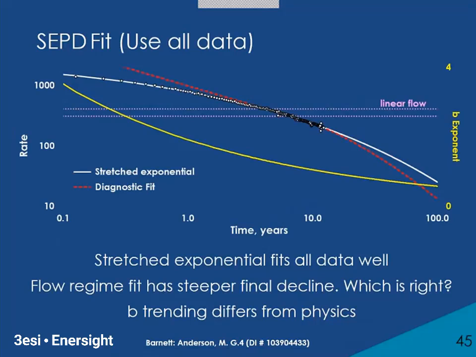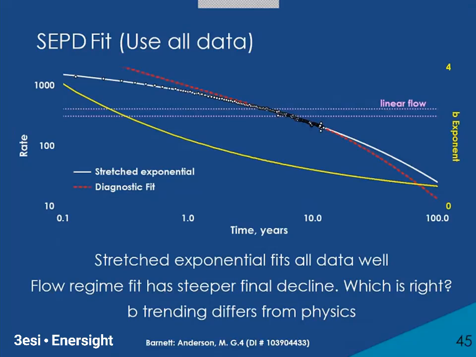So how does this work? I've taken all the data from this other well that I've been working with, and the white line is the best stretched exponential fit of the data that we have. And the red line is the fit that I would get using this flow regime method that I've just shown you. And yellow's the b-value.